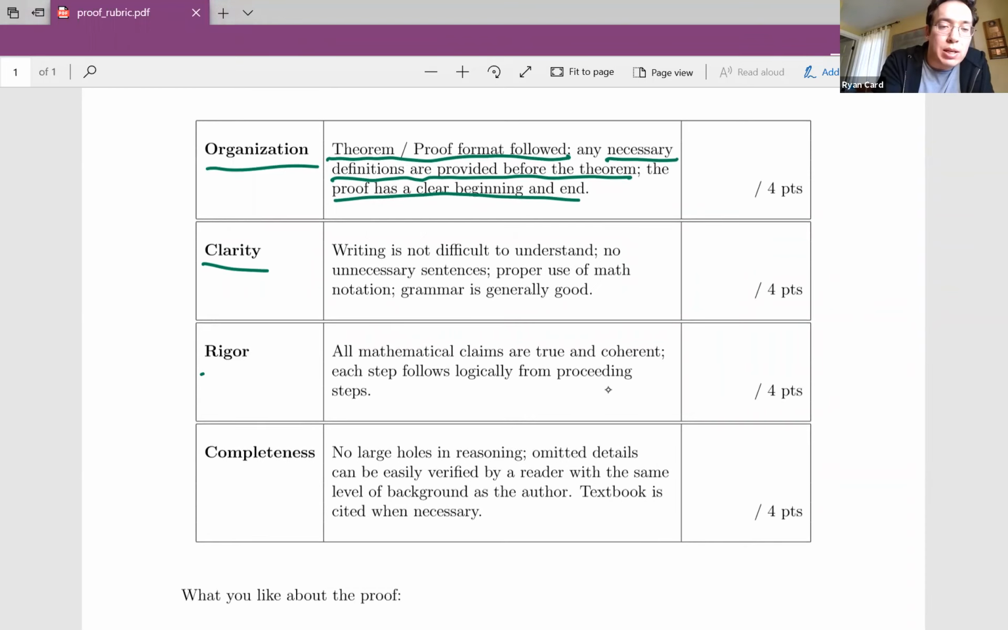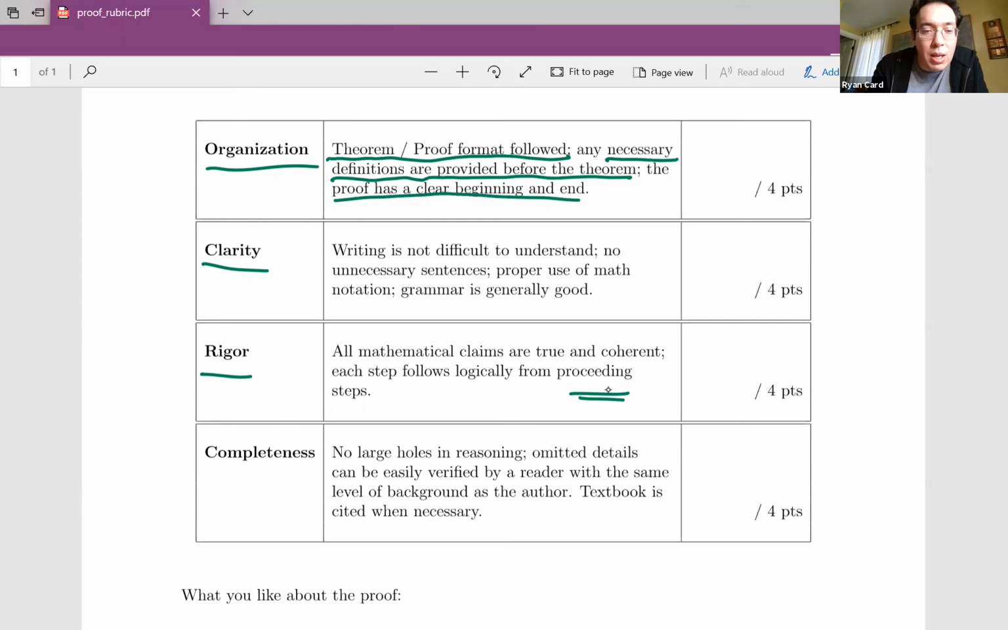The next category is rigor, or mathematical rigor. This is how logically sound your argument is. You give good points for rigor if the mathematical claims that you make are all true and coherent, and each step follows logically from the preceding steps. So if you can follow all the steps, that will give you a good score for rigor.